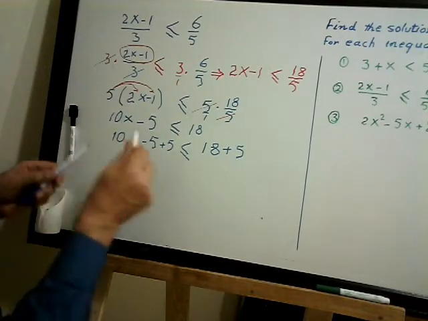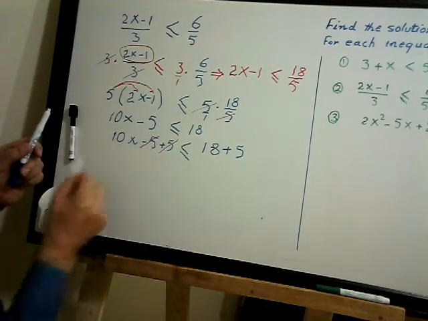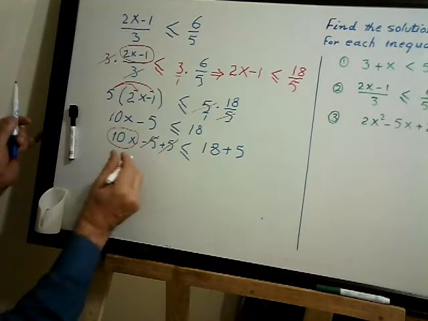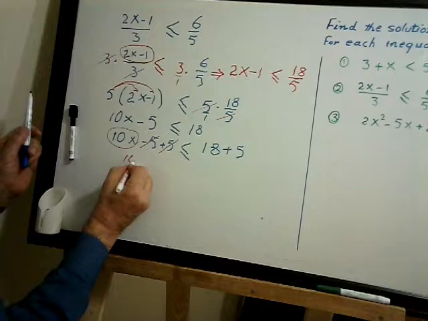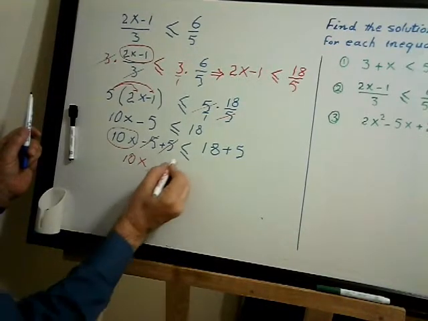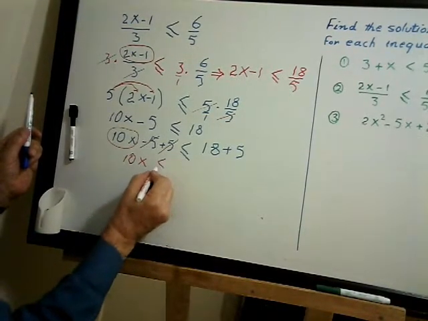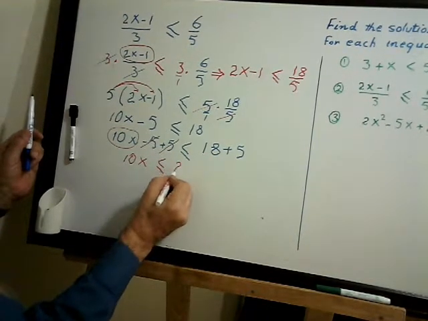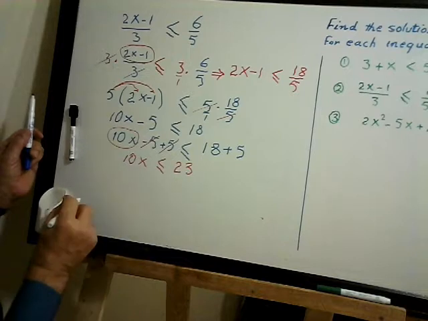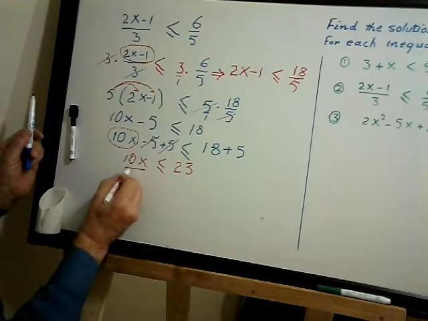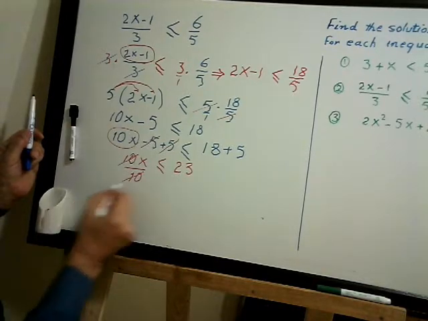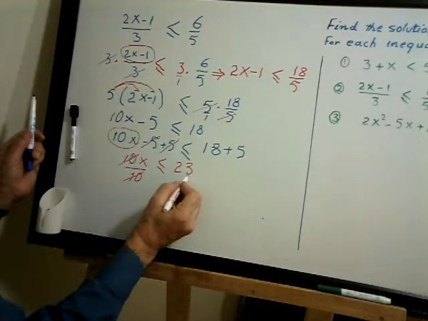Here we cancel negative 5 with positive 5, and 10x stays on this side and is less than or equal to the total, 23. Now we can divide by 10 to get rid of this 10 here, and divide here by 10.